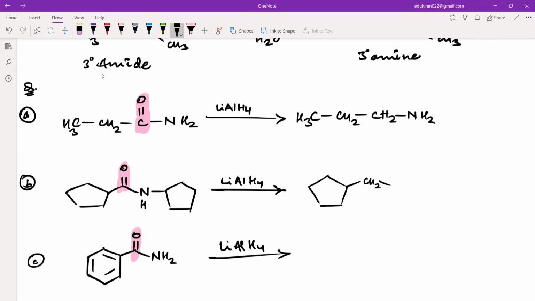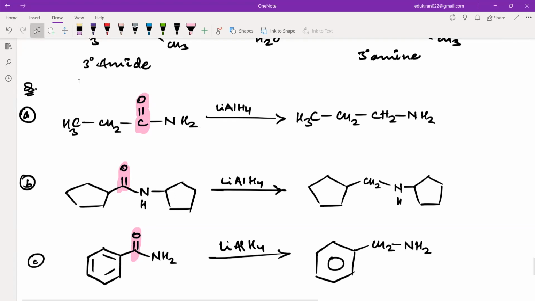This will get CH2, NH, and cyclopentene. Here also, the benzene ring will be as it is, CH2, NH2. Okay, CH2, NH2. Done, all of you? Yes or no? Done. Yes, sir.